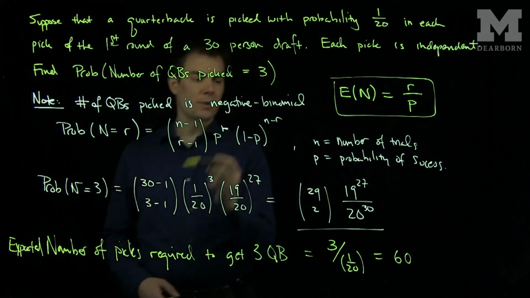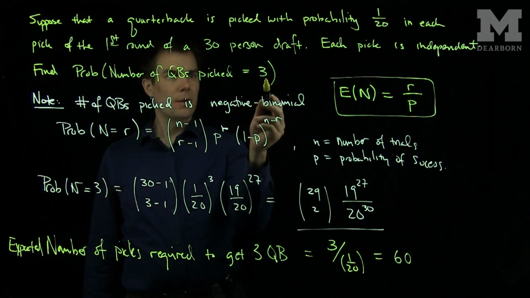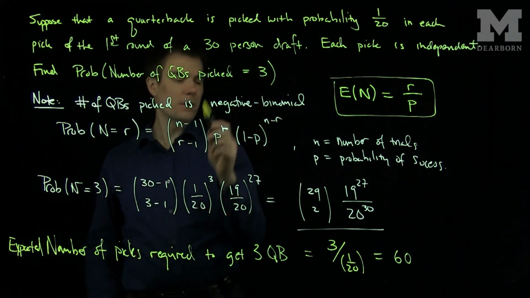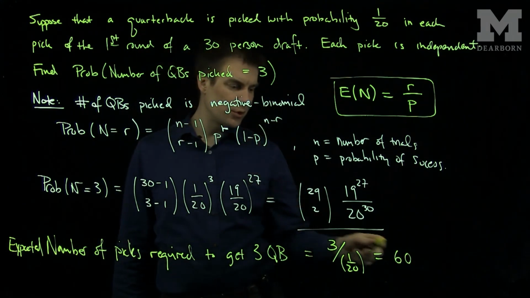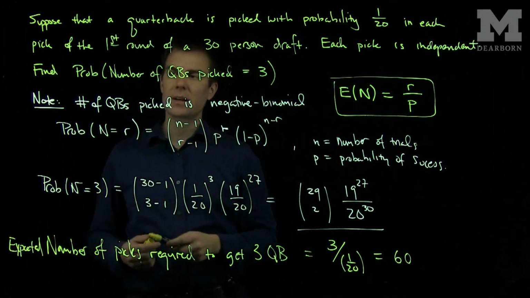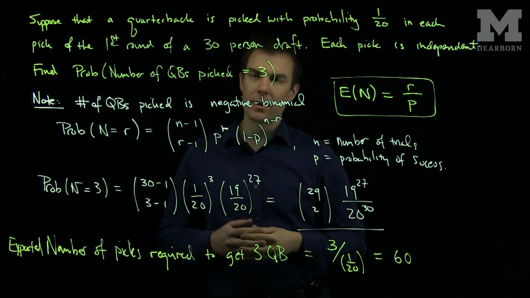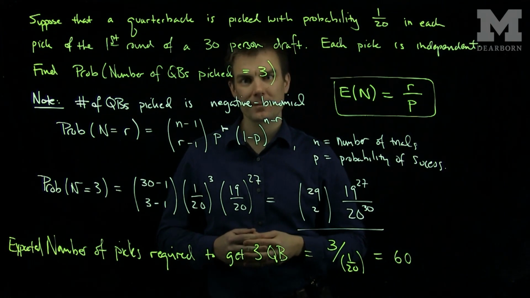So for a 30-person draft, we know that if you want to get 3 quarterbacks, you should expect to need 60 picks, so we expect to have a little bit less than 3 quarterbacks drafted in a 30-person draft with this probability. Thank you very much.